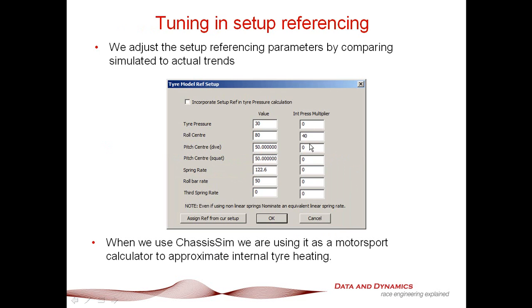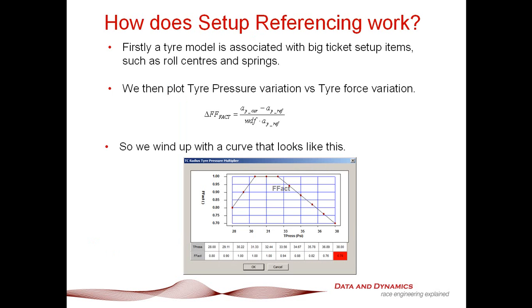And you can see here that we've got our internal pressure multipliers. For our big ticket items, things like roll centers, pitch centers, spring rates, bar rates, and third spring rates, if applicable for your setup, the stiffer you go, the more load you're going to be driving into the tire, and the more temperature you're going to be pushing up. Hence, that's what this internal tire pressure multiplier represents. So the bigger you go, the more sensitive it's going to be to a change, the more it's going to increase the internal tire pressure, and the more it's going to push your force factors around in this particular region.